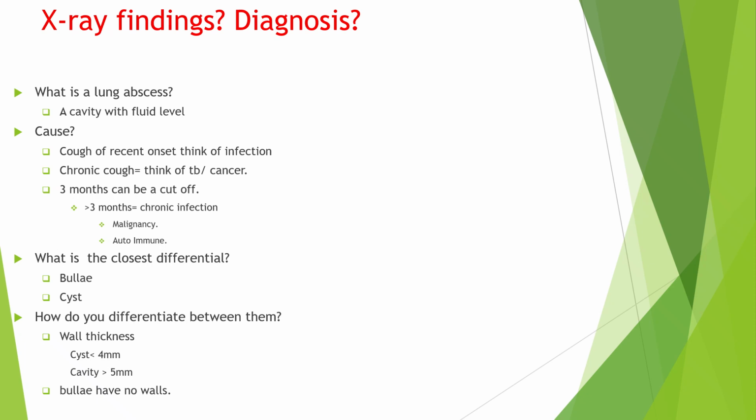What is the cutoff for acute and chronic? Arbitrarily, 3 months can be taken as a safe cutoff. So more than 3 months, you think of malignancy, autoimmune diseases, chronic infections.